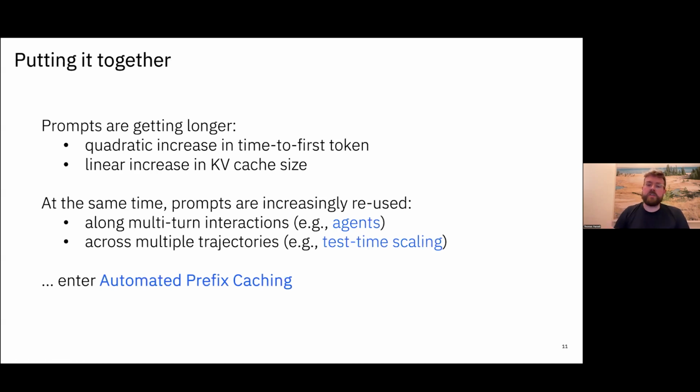When we have agents, we have these multi-turn interactions where each interaction contains part of the prompt from the previous interaction. And in test time scaling approaches, we see the same prompt being used to generate multiple trajectories. And this is where a feature like automated prefix caching can really help.